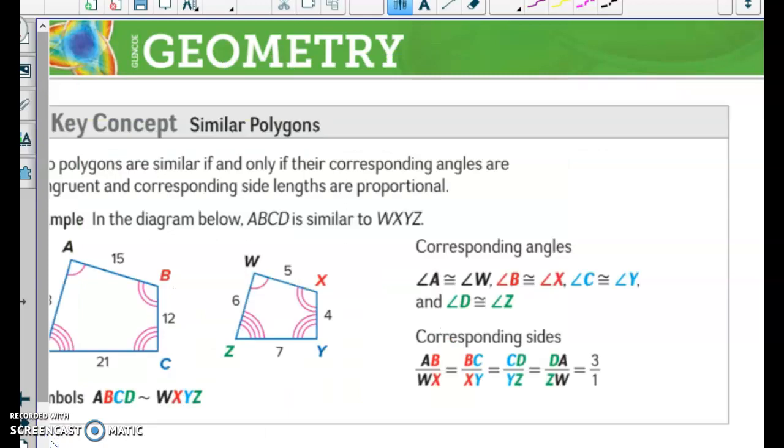Let's check these two polygons to see if they are similar. What we need to do here is check 15 is to 5. That would be a 3 to 1 ratio, simplifying it down. 12 is to 4 is a 3 to 1 ratio. 21 to 7 is a 3 to 1 ratio. 18 to 6 is a 3 to 1 ratio. So all the sides are in the same ratio. So yes, those are similar.